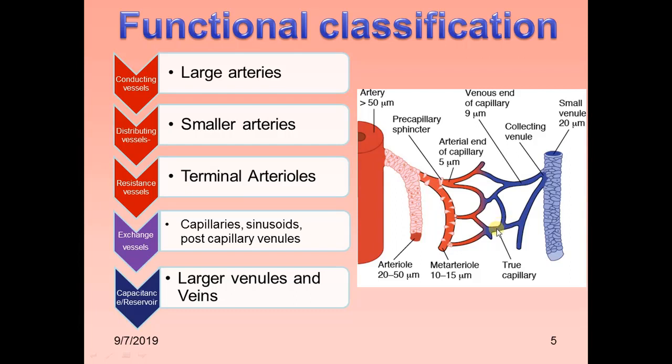Then next is the capacitance or reservoir vessels, which are the venules, large venules and veins. They are called reservoir vessels because sometimes they get dilated, and blood flows more to the veins, and that is why they are called capacitance or reservoir vessels. So: conducting vessels, distributing vessels, resistance vessels, exchange vessels, and then capacitance or reservoir vessels.